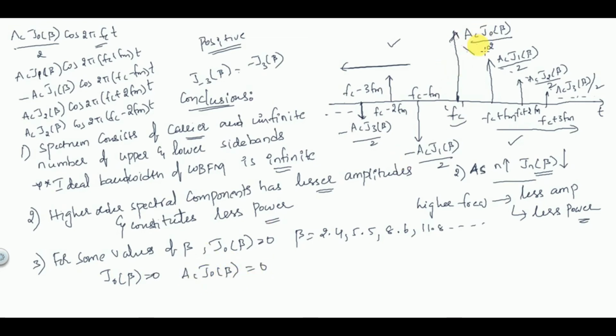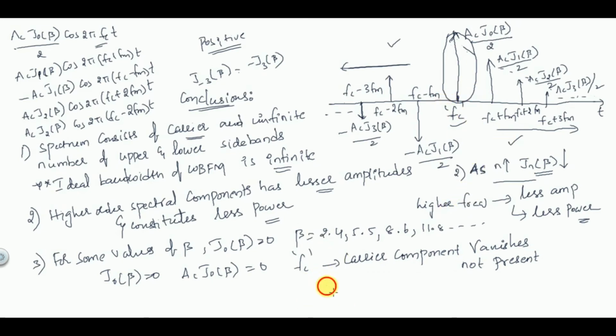When Ac into J0 of beta is equal to 0, this carrier component Fc vanishes, so it becomes 0. It will not be present in the spectrum. So when there is no carrier component alone, what will be there? It will consist of only sidebands. When you consist of only sidebands and you are transmitting only sidebands, then the modulation efficiency is going to be 100%.